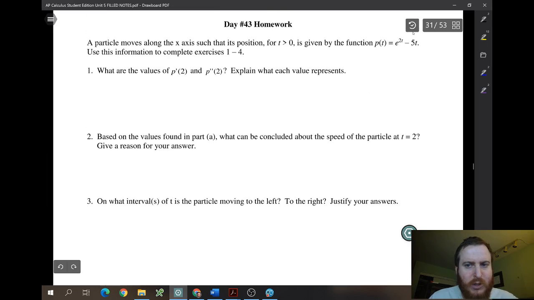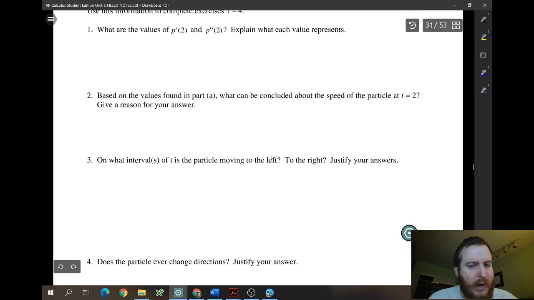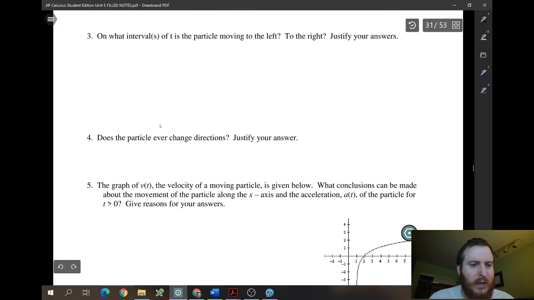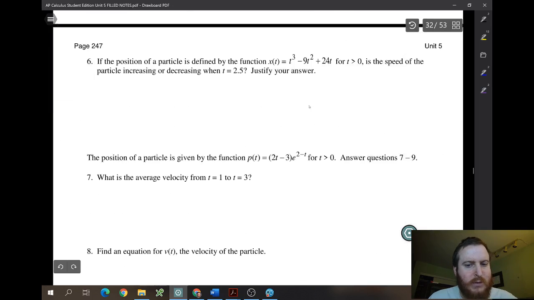Now remember, here though, we started off with p of t. So to get moving left or moving right, we're going to need to do p prime of t to get the velocity and set the velocity equal to 0. Then do a number line with that. Does the particle ever change directions? Justify your answer. That would be if it changes between velocity positive and velocity negative. Then this one gives us a graph, and we want to think about on the graph. I will post the answers for these.